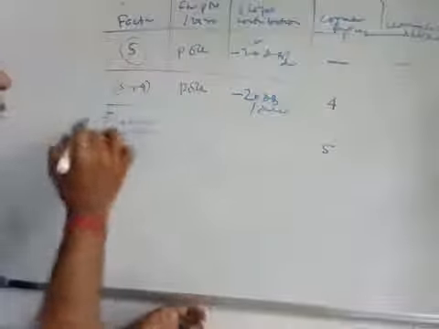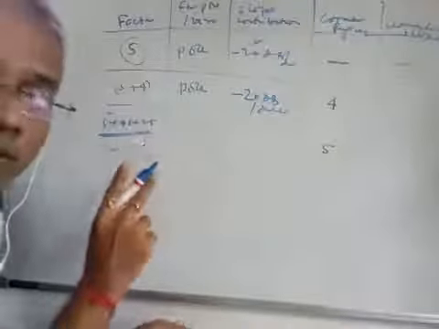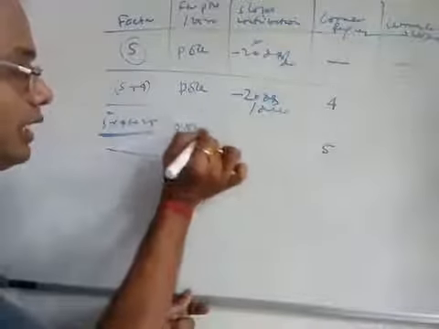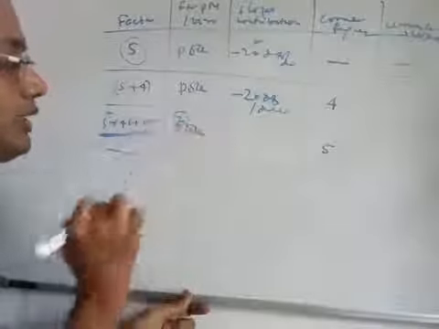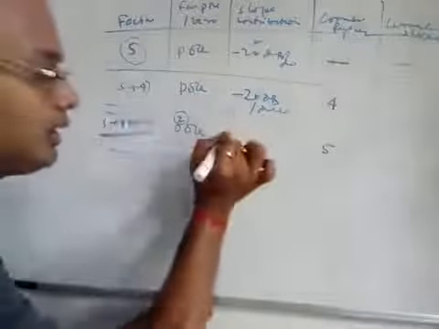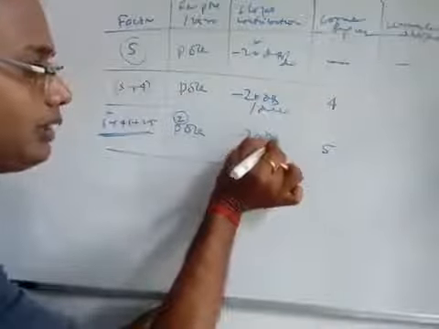Next, s square plus 4s plus 25. So this is a double pole factor. Double pole means there are definitely 2 poles, we can write it as 2 poles, right? So if there are 2 poles in this factor, what is the contribution? That is minus 40 dB per decade.